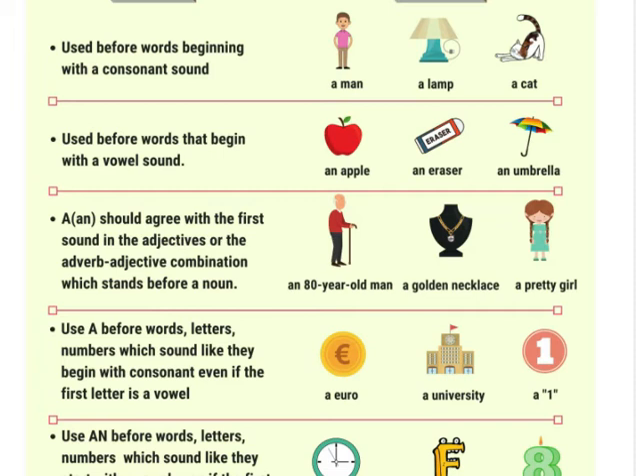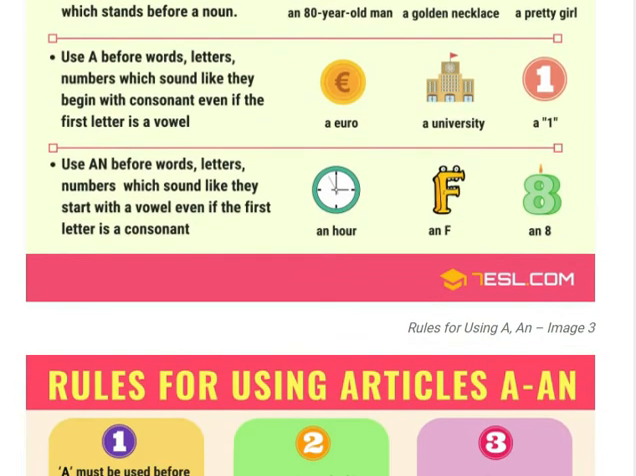Of course, we use a before words, letters, and numbers which sound like they begin with a consonant, even if the first letter is a vowel. Like a euro, a university, a one. And we also use an before words, letters, and numbers which sound like they start with a vowel, even if the first letter is a consonant. An hour, an F, an 8.